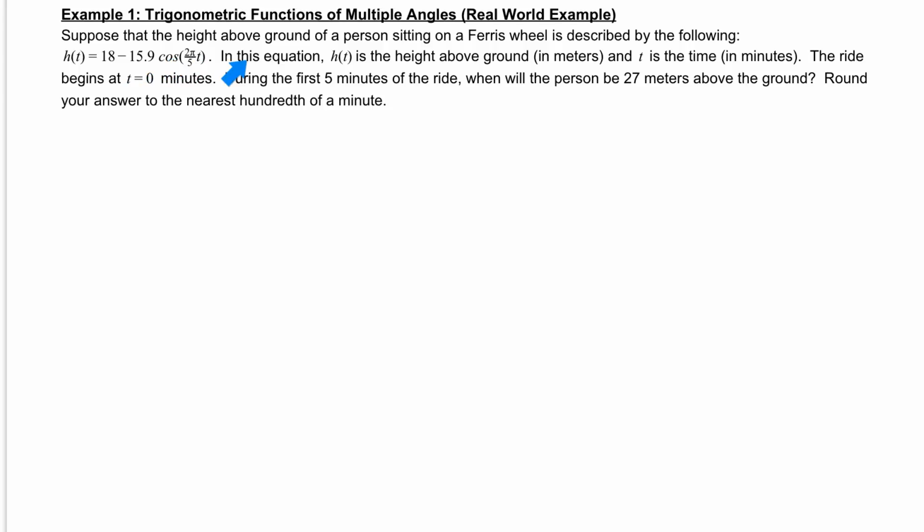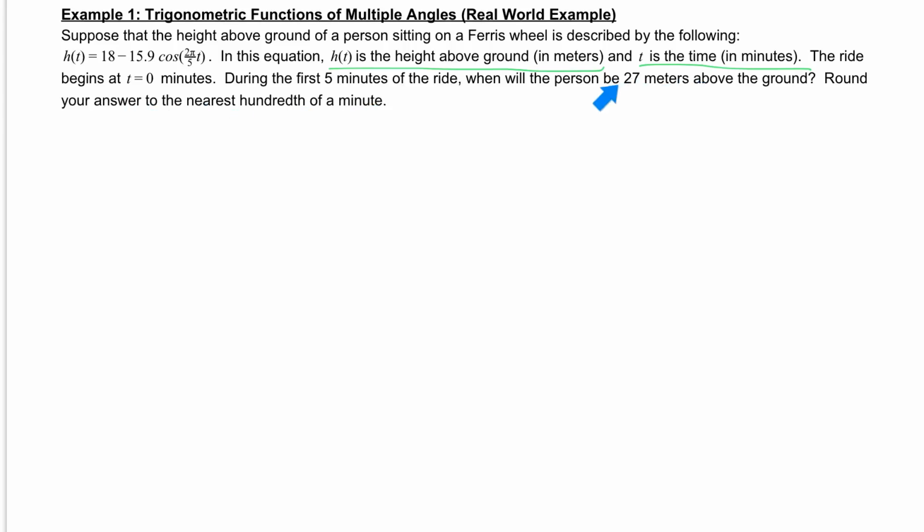In this equation, h of t is the height above ground in meters, so let's underline that. And t is the time in minutes. The ride begins at t equals 0 minutes. During the first 5 minutes of the ride, when will the person be 27 meters above the ground? Round your answer to the nearest hundredth of a minute.